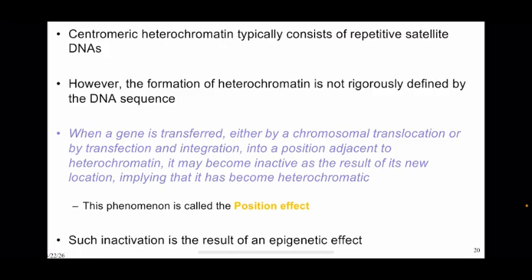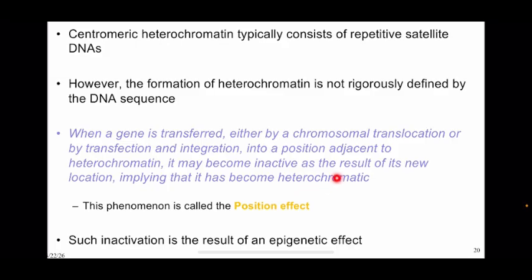Let me not spoil myself, let me just read this for you. When a gene is transferred either by chromosomal translocation or transfection and integration into a position adjacent to heterochromatin, it may become inactive as a result of its new location. Implying that it has become heterochromatic.